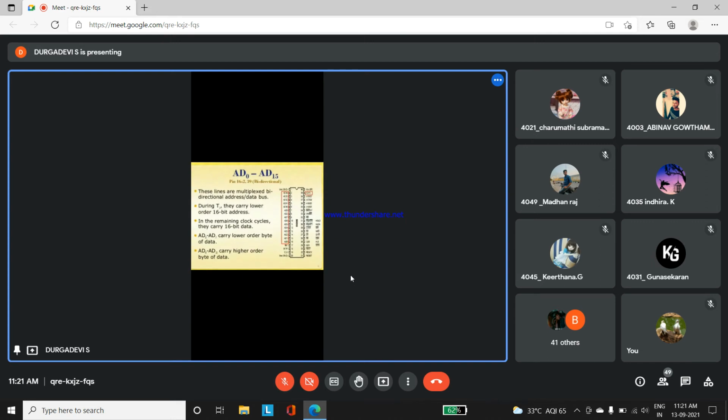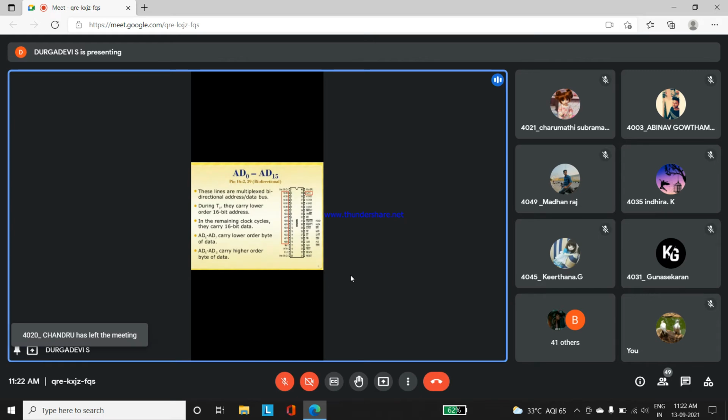First, we will cover the left hand side. First we'll go with data bus, next address bus, next control bus. Address bus, how I have labeled this: AD0 to AD15. 0 to 15 means how many lines? 16 lines are there.